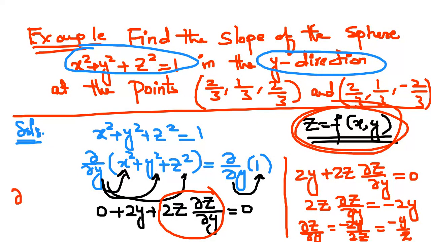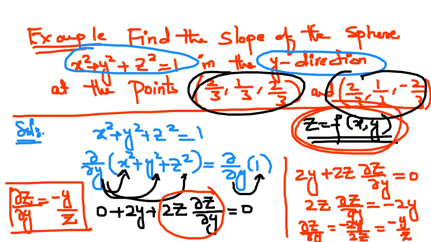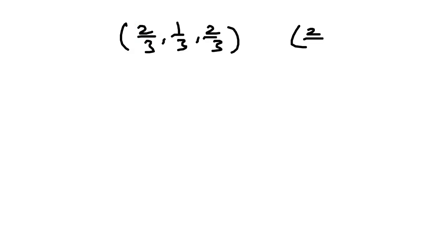So what is the partial derivative we got? Partial z over partial y, that is equal to minus y over z. So this is the slope. Now we have to find the slope at this point and at this point. Now substitute the value, first this point and then this point. Okay, so I will remove this and write on another page the points given. The point is 2/3, 1/3, and 2/3. Another point is 2/3, 1/3, and minus 2/3.